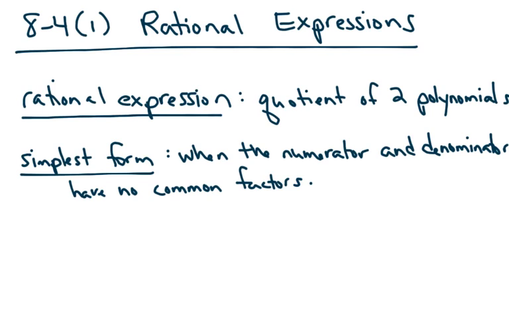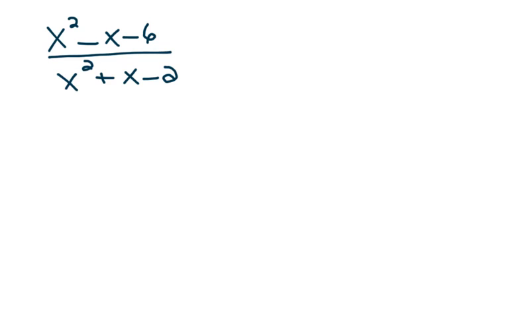Simplest form occurs when the numerator and denominator have no common factors. So let's look at a general rational expression. In order to put this in simplest form, the first thing we're going to do is put both the numerator and denominator in factored form if we can. Remember that when you have a quadratic trinomial, a lot of times it can be factored into two binomials by finding the two values that multiply to give you the last term, but add to give you the middle coefficient.